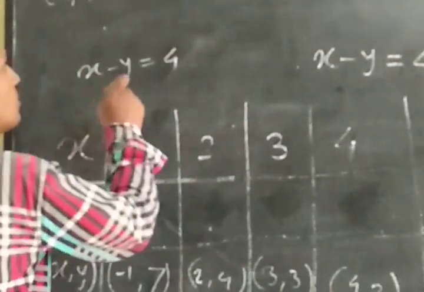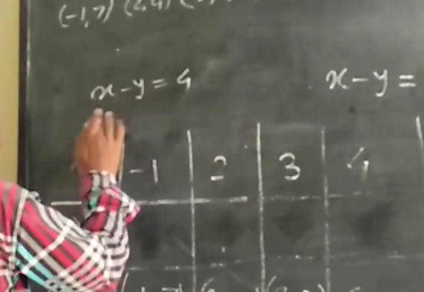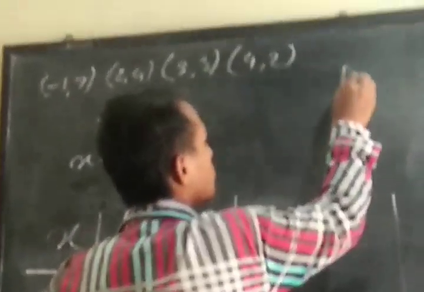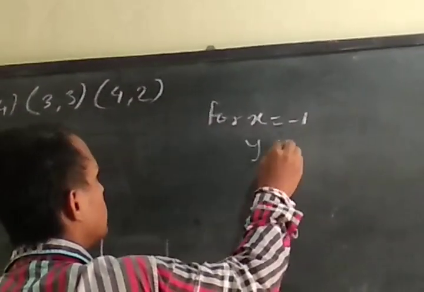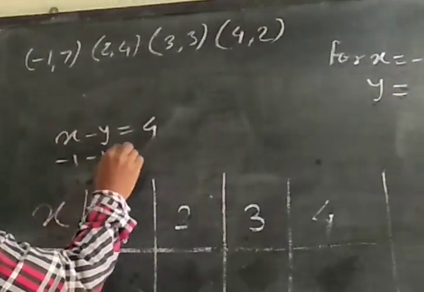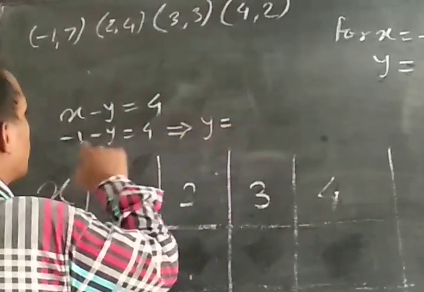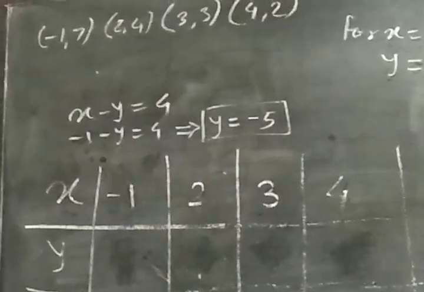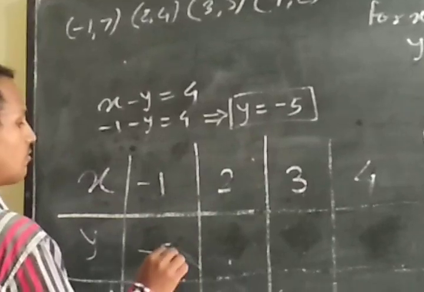For x is equal to minus 1, y is equal to what? We have to put here minus 1. Minus 1 minus y is equal to 4. This implies y is equal to minus 1 minus 4, minus 5. So y is equal to minus 5 for the first value.